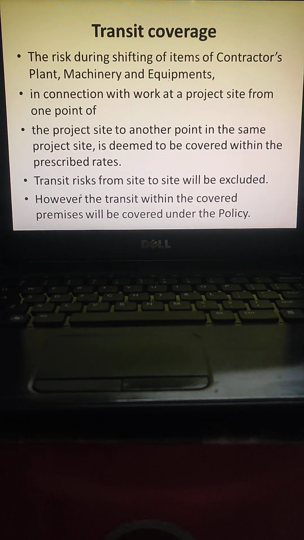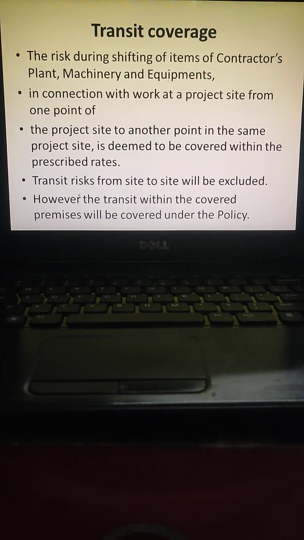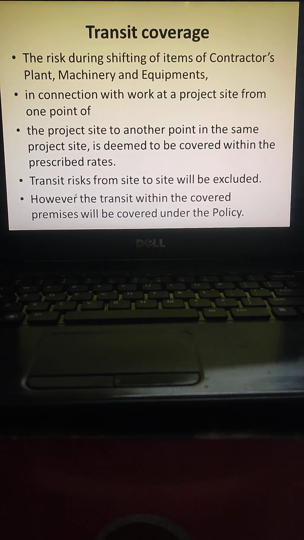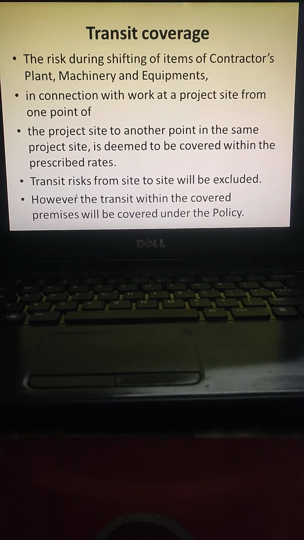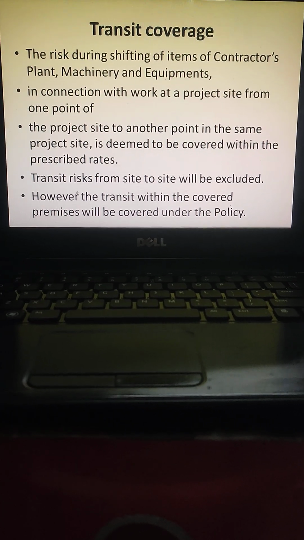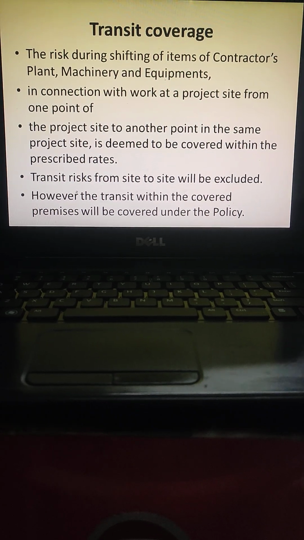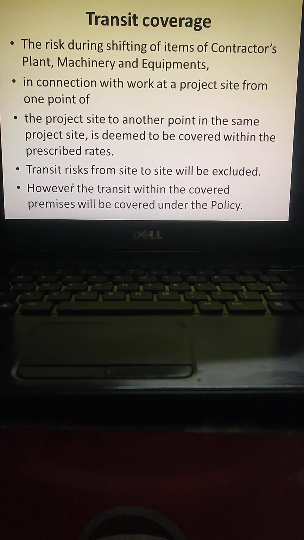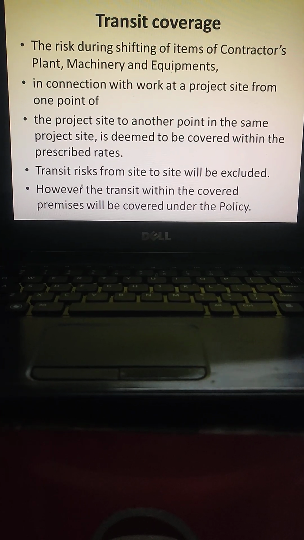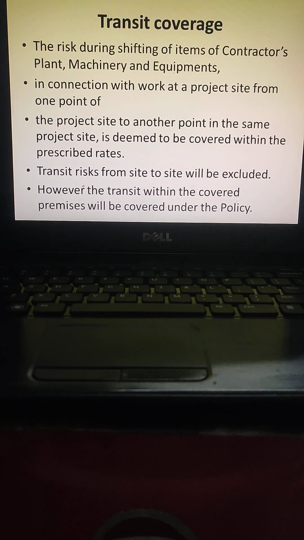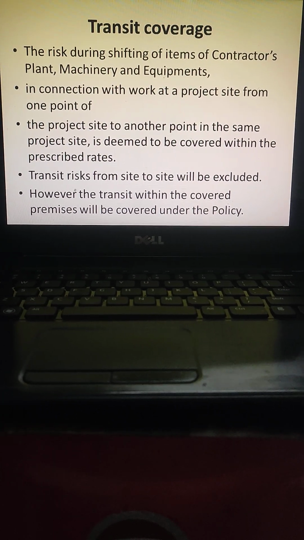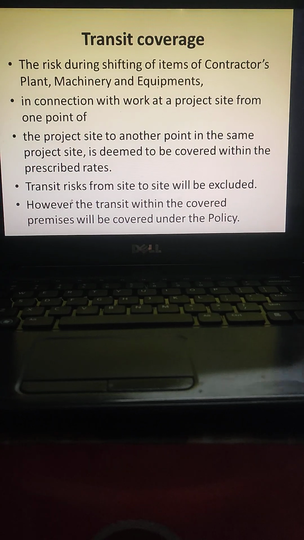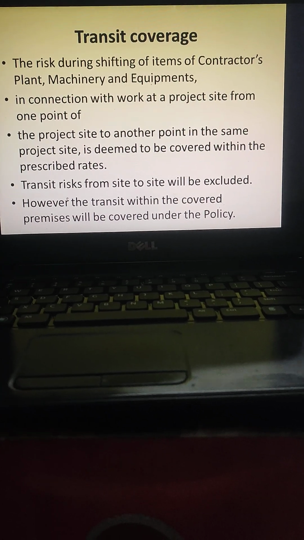Then transit coverage is another important feature, because the risk during shifting of items of contractors' plant or machinery or equipment in connection with the work at the project site, from one point of the project site to another point in the same project site, is deemed to be covered within the prescribed dates. But transit risk from site to site will be excluded. However, the transit within the covered premises will be covered under the policy.